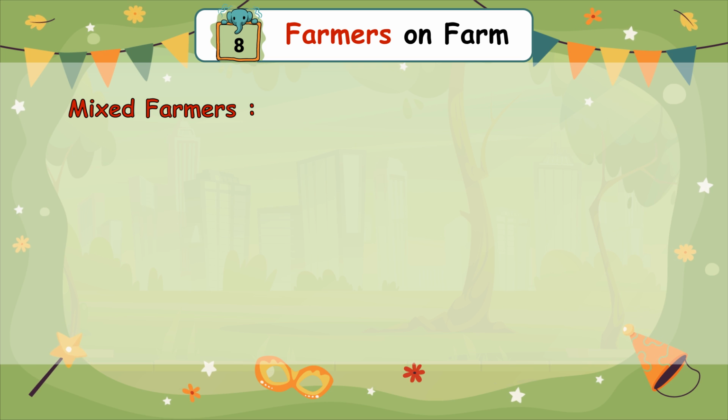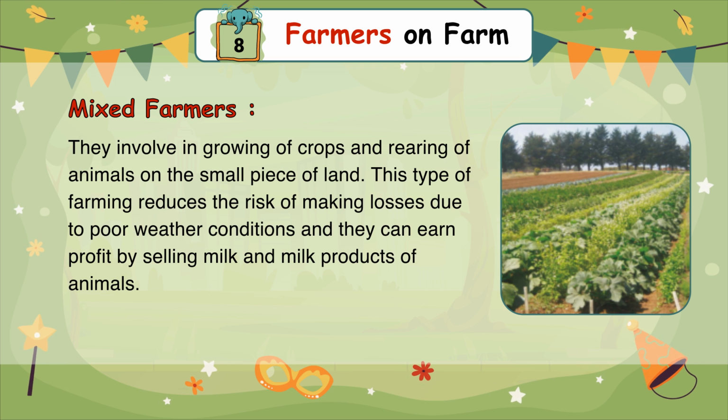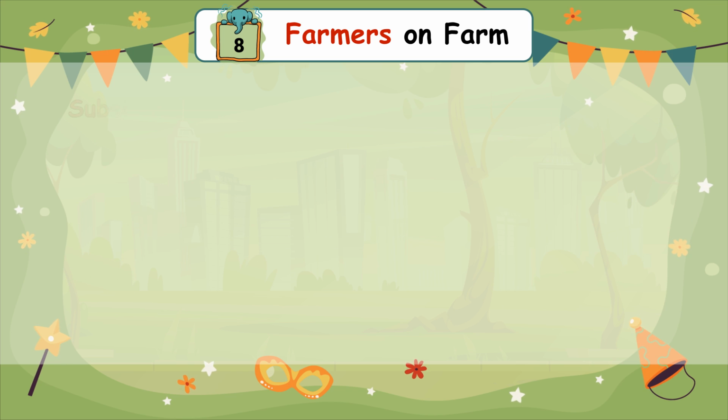Mixed farmers. They are involved in growing crops and rearing animals on a small piece of land. This type of farming reduces the risk of making losses due to poor weather conditions, and they can earn profit by selling milk and milk products of animals.